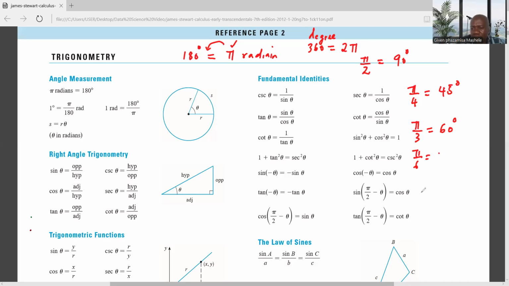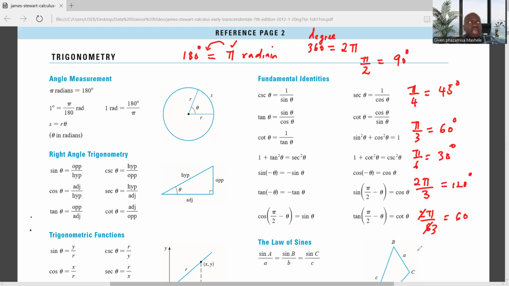Then how about 2 pi? Let's say 2 pi over 3. 2 pi is 360, so 360 divided by 3 will give us 120 degrees. How about 2 pi over 6? That is 360 divided by 6. This will still give us 60 degrees, because remember, the 2 and the 2 cancel. So these are the things that you need to know.